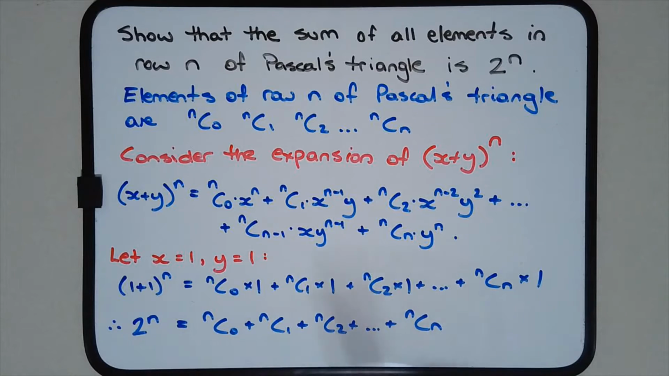So cleaning up the algebra and simplifying it, we have 2 to the power of n equals nC0 plus nC1 plus nC2 plus ... plus nCn, which is the sum of all elements in row n of Pascal's triangle, as required.